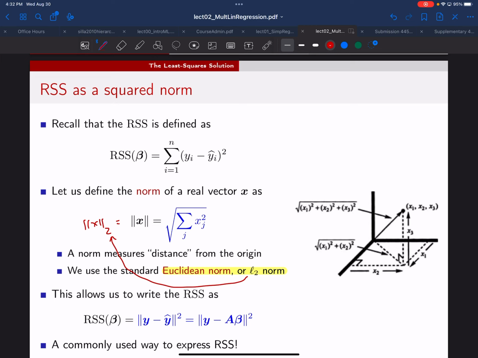Question? Is there a difference between the magnitude of a vector and the norm of it? Well, technically speaking, there is no such thing as a magnitude of a vector in linear algebra.